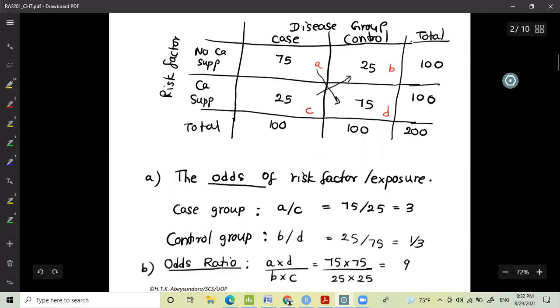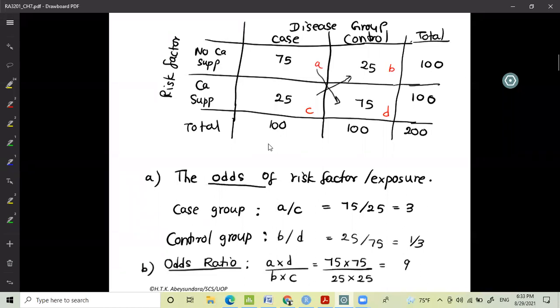Now you may be wondering, in this example we have only 2 levels for both groups. It is a 2 by 2 table. Disease group, you have case and control. Risk factor, you have no calcium and calcium. So only 2 levels, and you have a 2 by 2 table. When you have 2 by 2 tables, calculating the odds ratio is very easy, because it is just AD over BC, this cross multiplication.